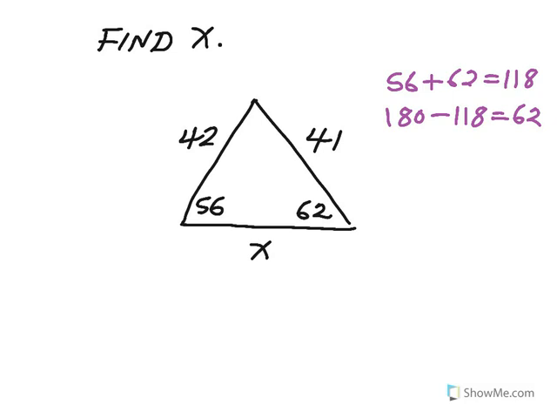So if this angle is 62, now I see that it's the same as the other 62-degree angle. So these would be two base angles of an isosceles triangle, and the sides opposite those angles must be congruent. So this side here and this side here. That means that x must equal 42, the same as the length of the other congruent marked side.